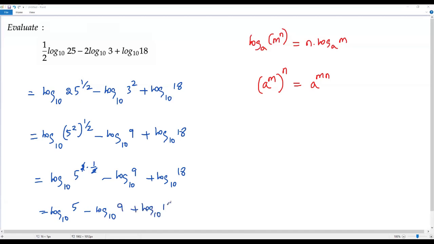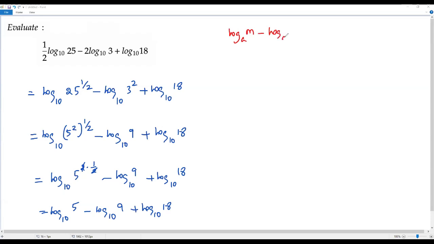Now let me consider the quotient rule of logarithm. That is log base a of m negative log base a of n. Here I subtract two logarithms with the same base, that is a. Whenever I subtract two logarithms with the same base a, I have to write a logarithm with whatever base I have for the two logarithms, and I have to divide the arguments. Then I am getting m over n. This is called the quotient rule of logarithm.